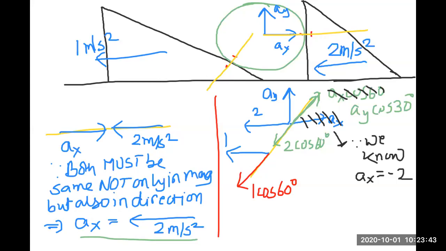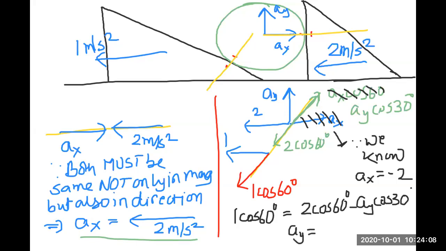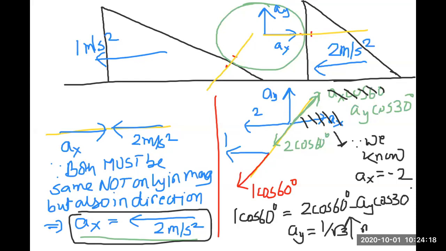And now, since the accelerations must be the same both in direction and magnitude, 1 cosine 60 degrees should be equal to 2 cosine 60 degrees minus ay cosine 30 degrees. And again we get the answer ay is equal to 1 by root 3. So this is the value of ax and this is the value of ay, in meter per second square.